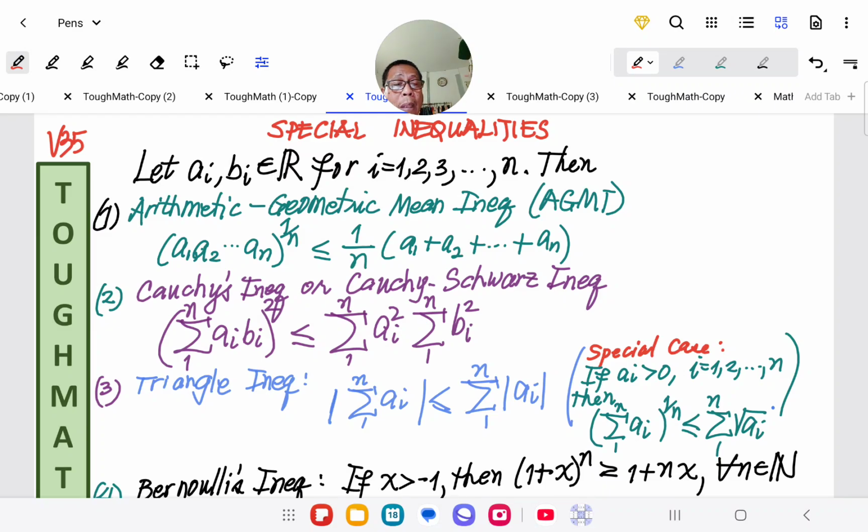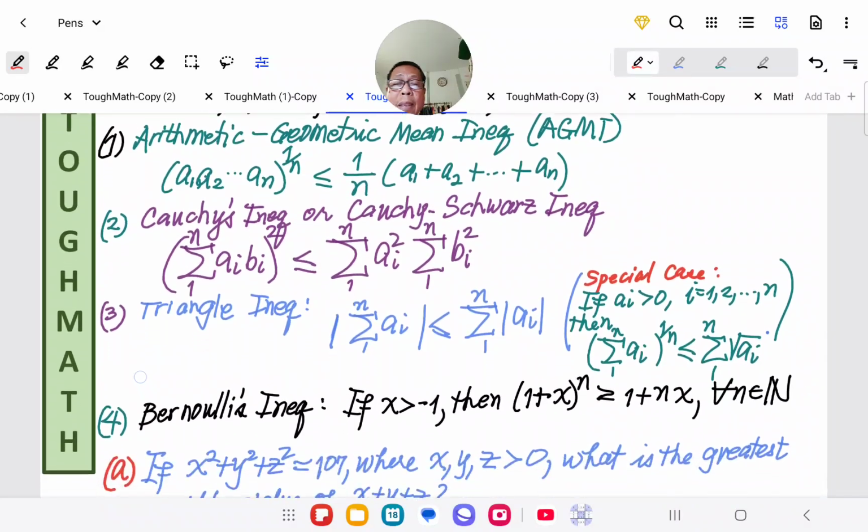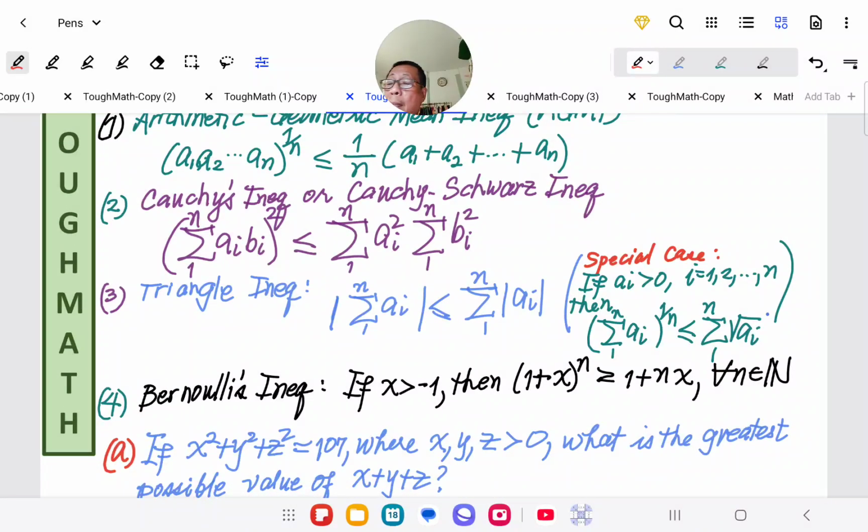And then the third inequality is called the triangle inequality, which I think is more familiar to many of you. The absolute value of the sum of a_i from 1 to n is less than or equal to the sum of the absolute values of the individual a_i's from 1 to n.